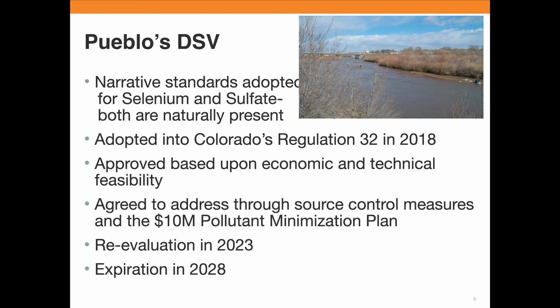It was adopted in Regulation 32 in 2018. It's approved based on economic and technical feasibility, which we had to show: that economic and treatment feasibility weren't quite there, and we agreed to address sulfate and selenium through source control measures and by spending $10 million in our pollutant minimization plan. We're up for reevaluation this year, and then it expires in 2028.